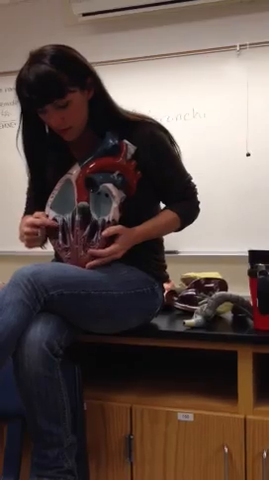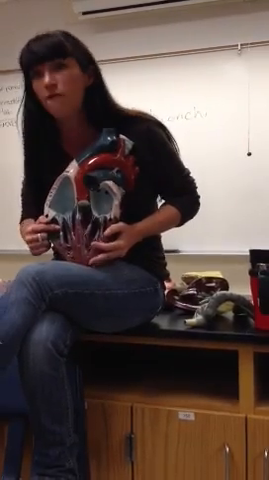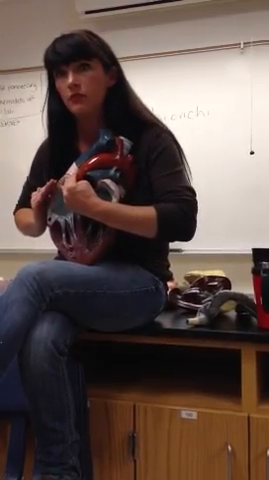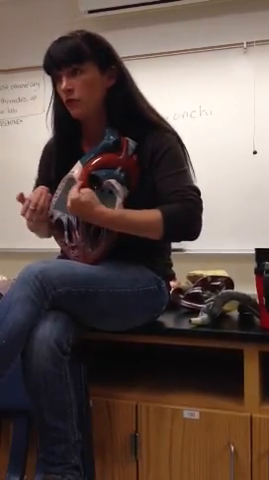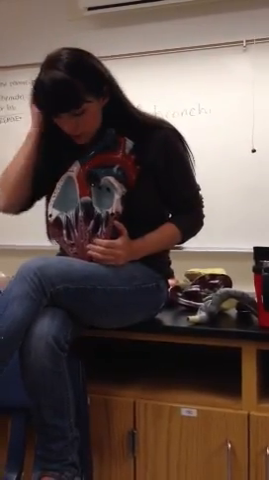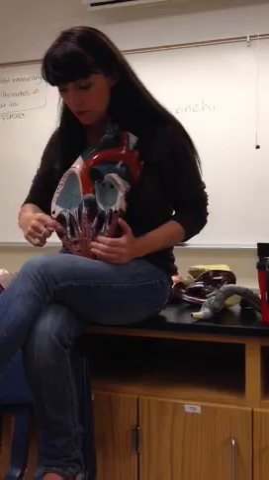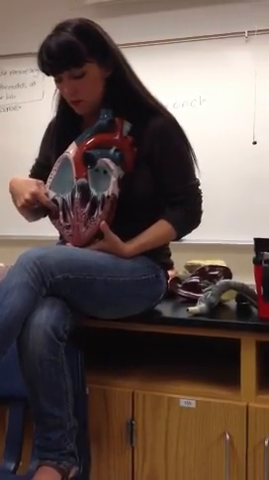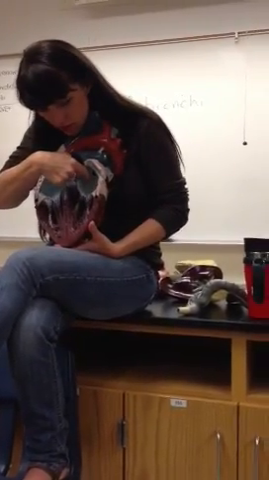These are chordae tendineae. What's the function of chordae tendineae? To keep the valve from blowing back up into the atrium. What are these? Papillary muscles. What's in here? Trabeculae carneae. What chamber is this? Right atrium. Right ventricle. Left atrium.